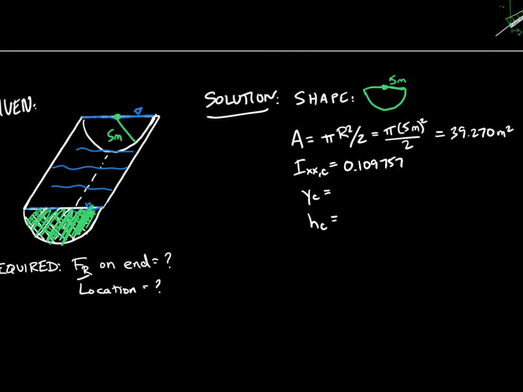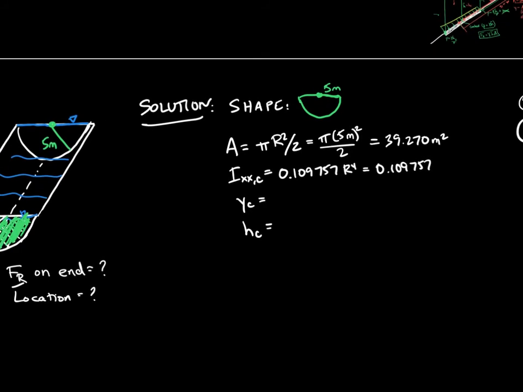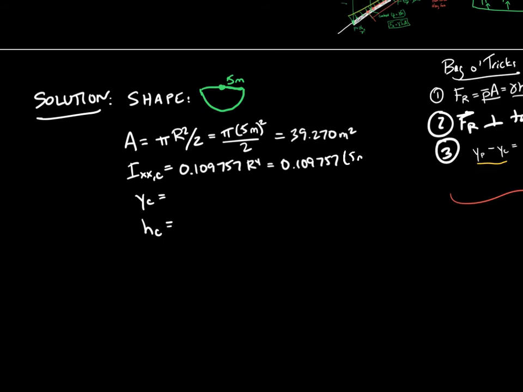That's ugly. Okay, r to the fourth. Okay, so I'll plug that in, 0.109757, times 5 meters to the fourth. 5 meters to the fourth equals 68.598 meters to the fourth.